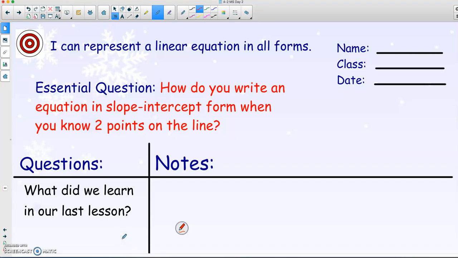Lesson 4.2. Our learning target is I can represent a linear equation in all forms. Our essential question today is how do you write an equation in slope-intercept form when you know 2 points on the line?